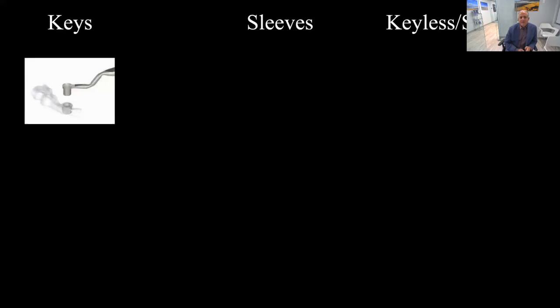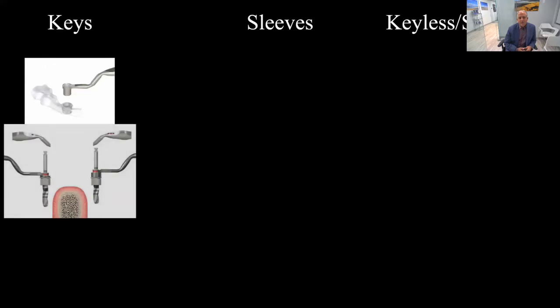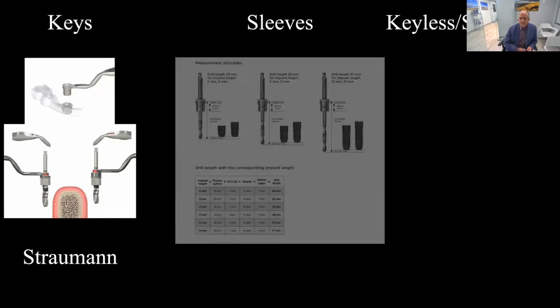When we look at our guided surgery kits, the drills are going to be much longer than our freehand kits. And there are different varieties or different types of systems. There's a key system, a sleeve system, and what I'd call a keyless or sleeveless system. So in a key system, there are going to be different keys that allow you to choose different drill lengths to get to that proper D2. Straumann is one example of a system that uses keys.